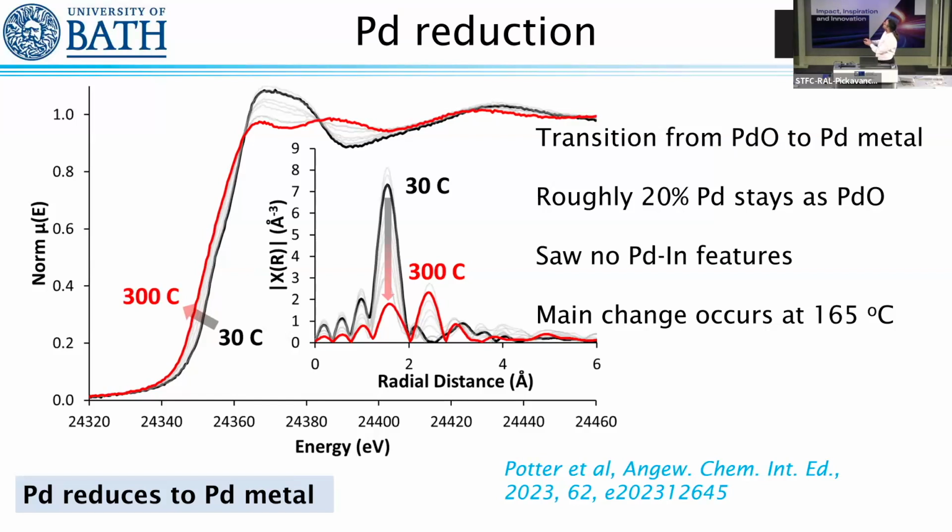What we also saw is a decrease in this signal here, which is palladium oxide, and we saw a growth in this signal here, which is our palladium metal. What we did not see was any features that we could ascribe to palladium and indium. And what we noticed is the main change happened at about 165 degrees C.